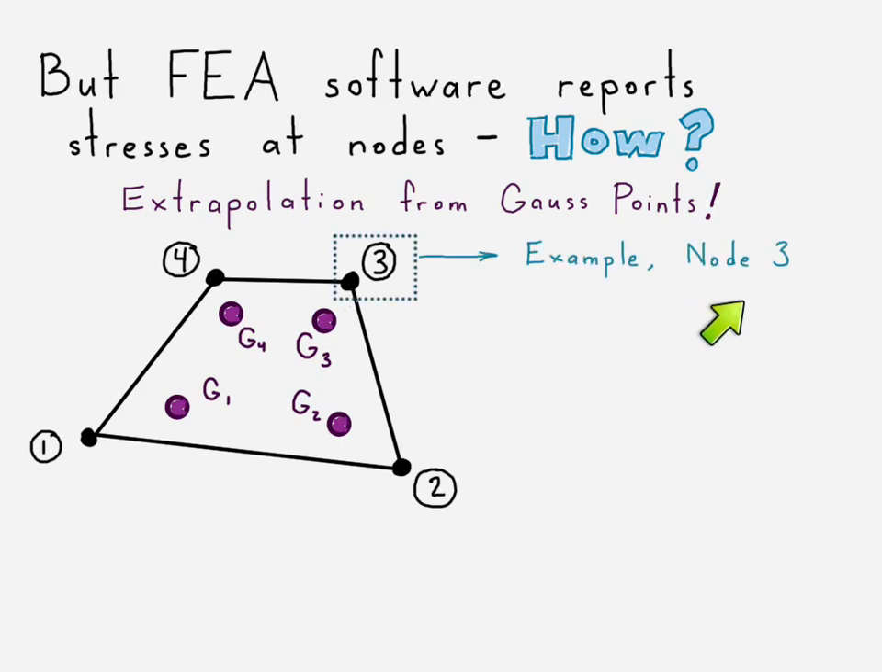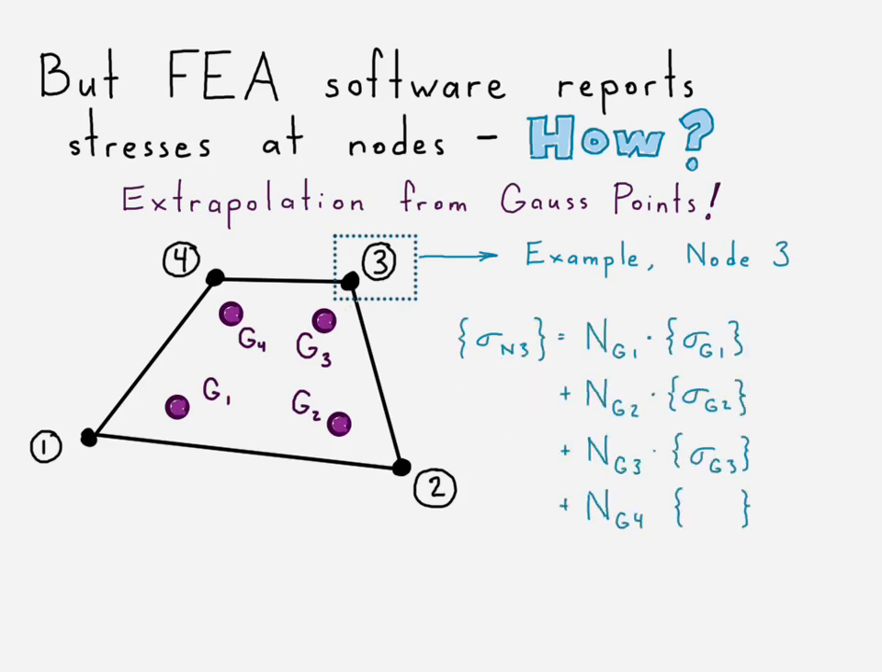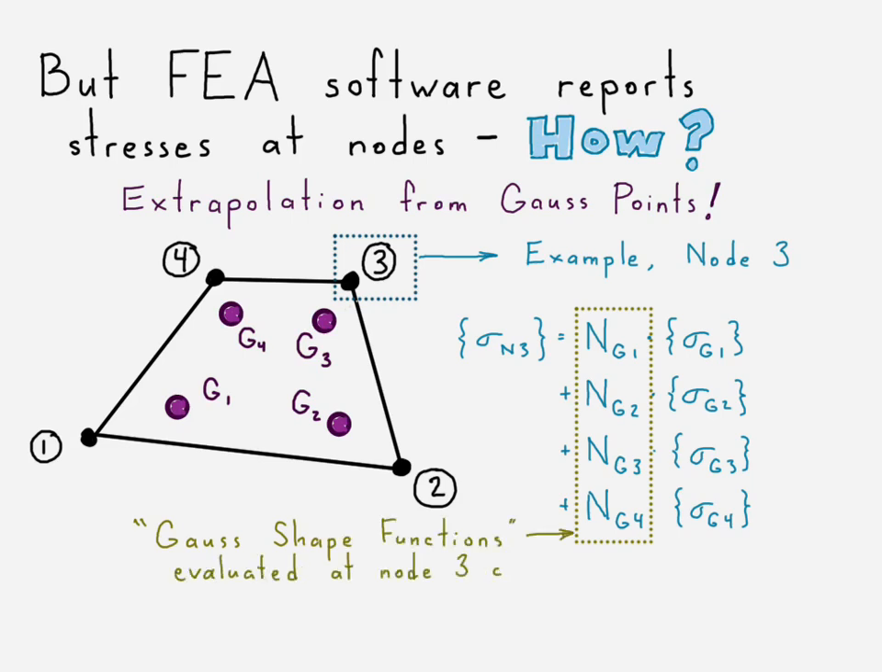So we have node 3. We're going to use node 3 as an example so we can find our stresses at node 3 by using a summation of individual products of the shape functions multiplied by stresses at the Gauss points. And these shape functions are a special form of shape function known as Gauss shape functions. And really the only difference is it's just the scale. Otherwise, they represent the regular shape functions we had from previously exactly.